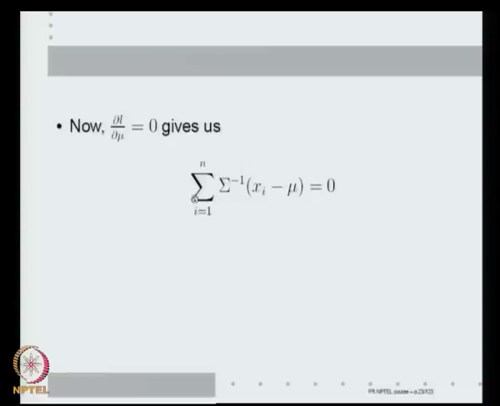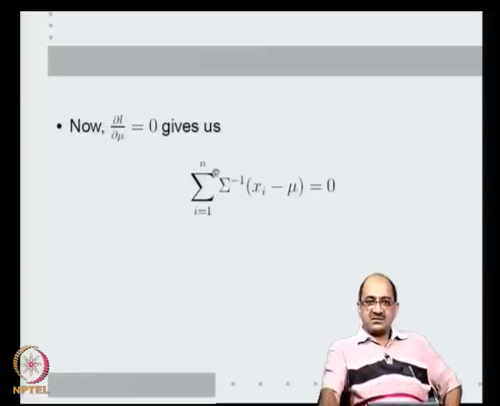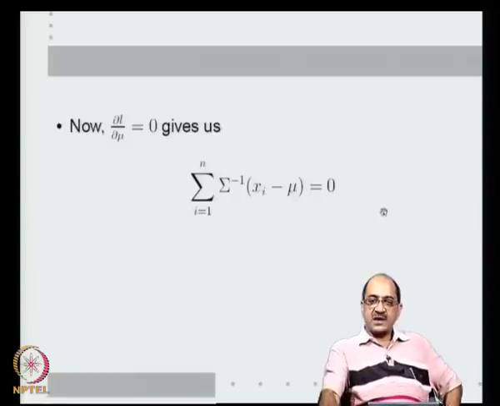Now, I can solve this. The sigma matrix is non-singular, right. So, I can multiply both sides with sigma. That gives me summation i equal to 1 to n (xi minus mu) is equal to 0. So, that gives me summation xi is equal to n times mu, or mu is 1 by n summation xi.